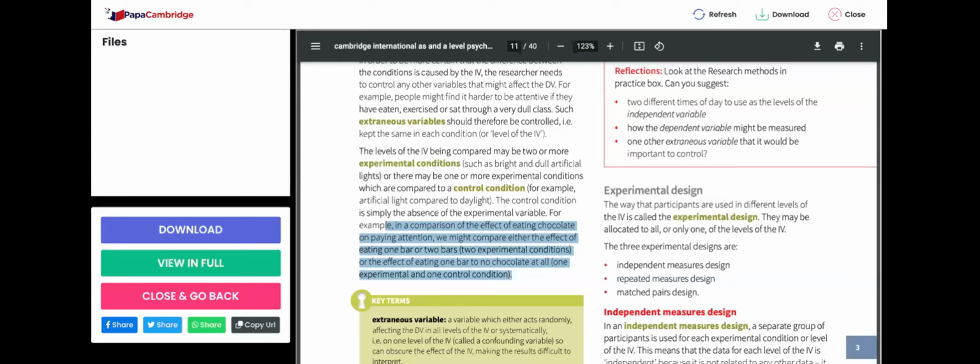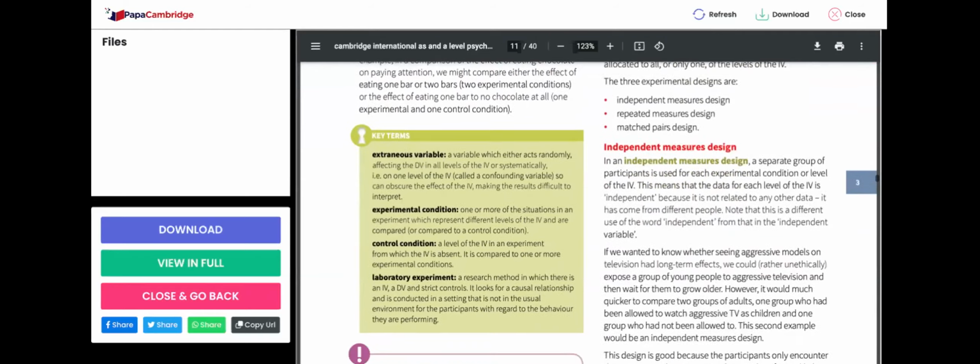Now I want to compare this with a control condition. The control condition is going to be the condition where there is no independent variable, which means there is no chocolate. So your control condition is going to be the condition to check how the attention level is for the people who have zero chocolate. So not one bar, not two bars, not three bars, but zero bars. That is basically used for comparative purposes.